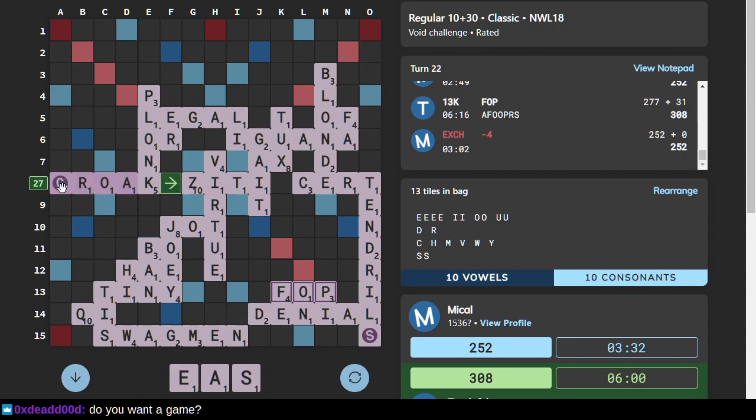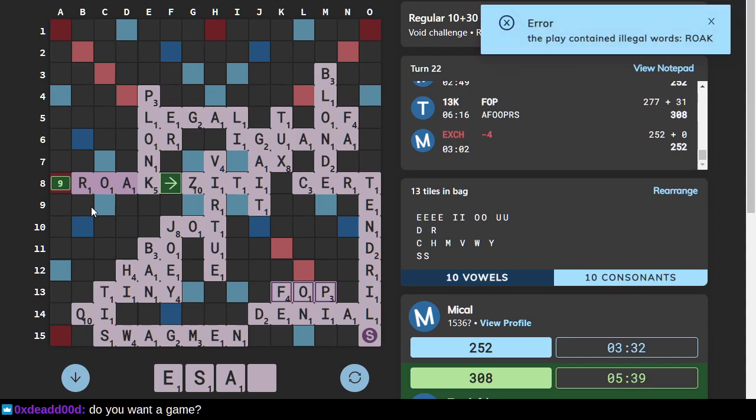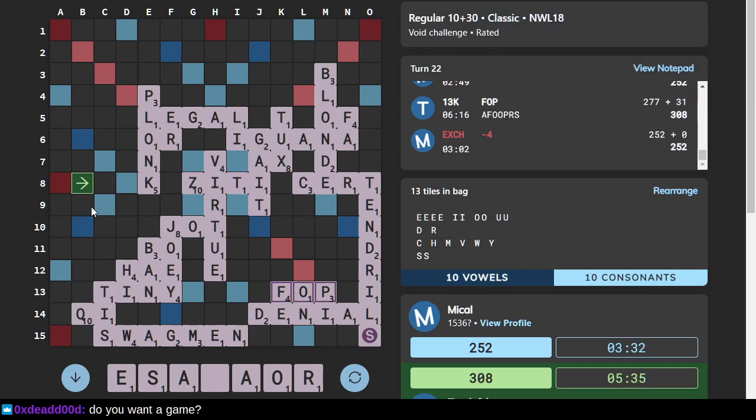It's 27 points. It's a little risky. It uses up my blank. Is the C already gone? Yeah. The other blank's already consumed. This is not valid. All right. Well, I'd hoped. I had high hopes.